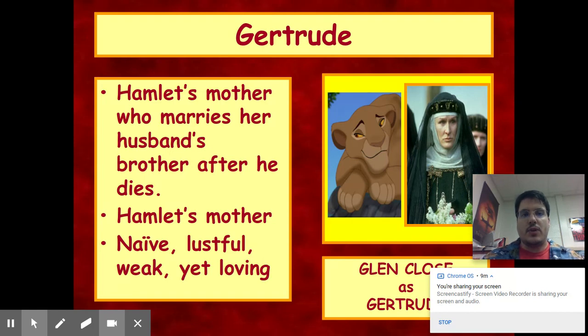I think her name was Sarabi in The Lion King. This is Hamlet's mother. Now, here's the gross part. She actually falls in lust. I don't say love. She falls in lust with her brother-in-law, Claudius. And so when he kills his brother in secret and takes over the throne, she has a choice.